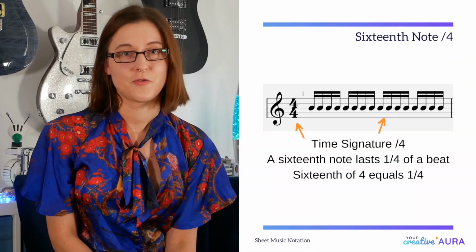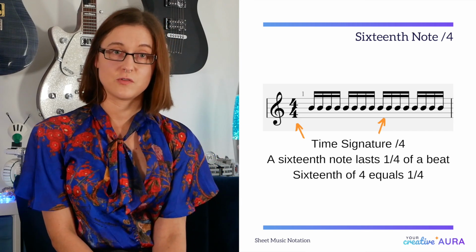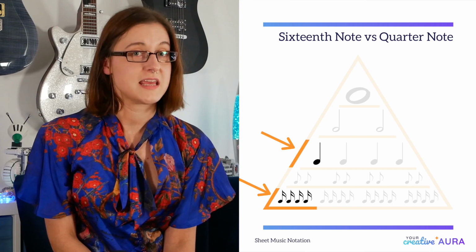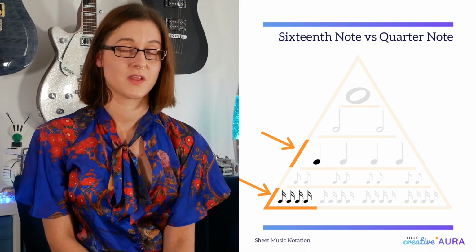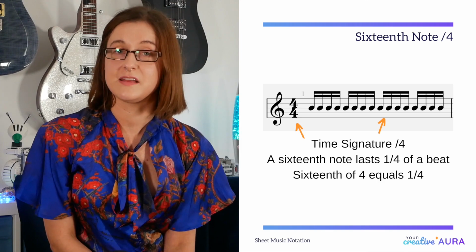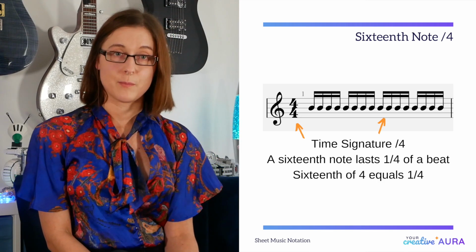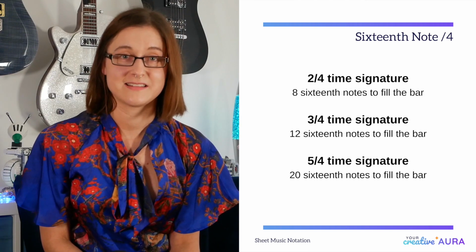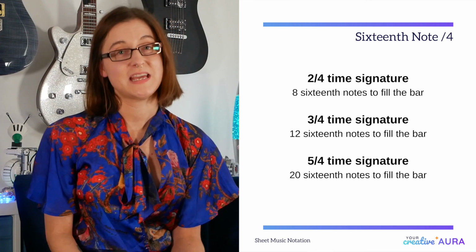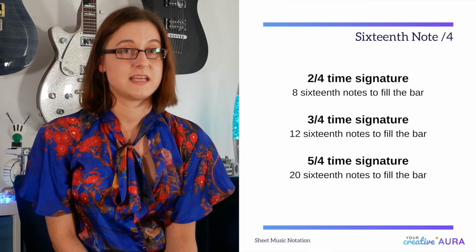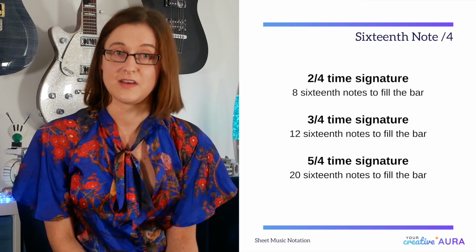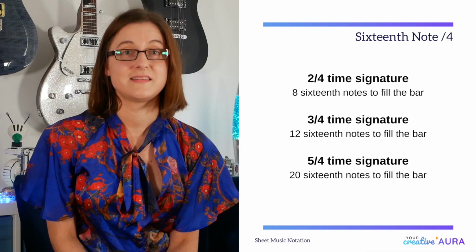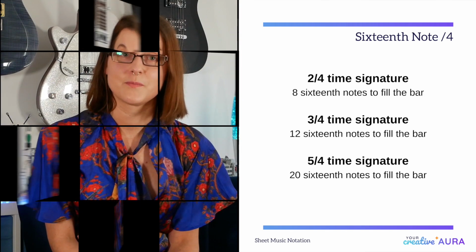So in time signature 4/4, a 16th note will last a quarter of a beat because 4 16th notes equal 1/4 note. So you'll need 16 to fill the entire bar. So for example, if we had 2 beats per bar, we'd need 8 16th notes to fill it. If we had 3 beats per bar, you'd need 12 16th notes to fill it. Lastly, if we had 5 beats per bar, we'd need 20 16th notes to fill it.